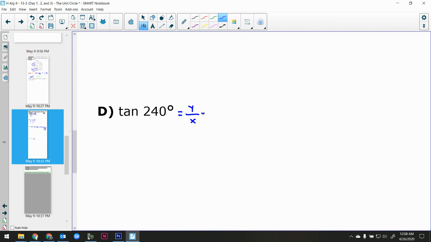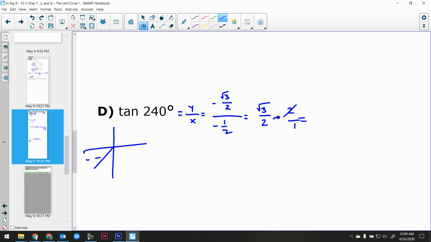Okay. So I've got radical 3 over 2 divided by 1/2. I've got to think about it. 240 is down here, right? Yeah, so that means it's a negative, negative, negative, negative, which will cancel out in the end anyway. All right, so this gives me a radical 3 over, I'm going to cancel the negatives right now, times, keep change flip, 2 over 1. Cancel. So this ends up just being a radical 3 over 1 or just radical 3. Okay. All right, so that's tangents.